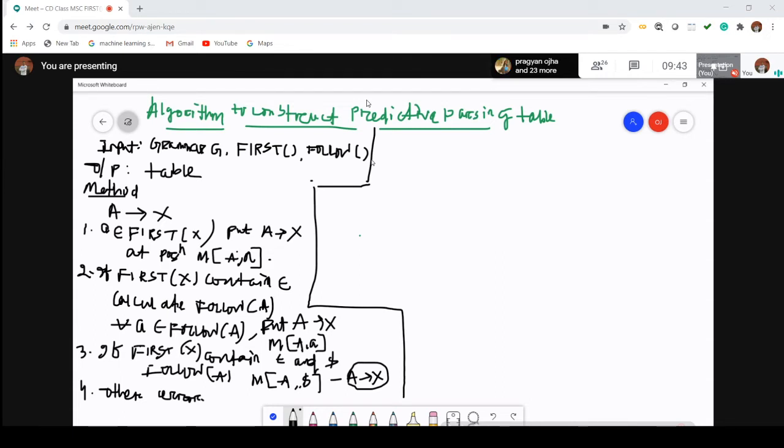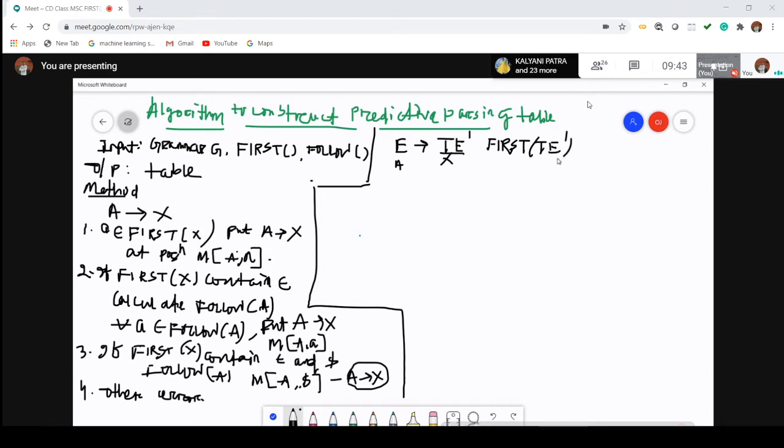Now how can you put these productions? Let us consider the first production. What is the first production? E to T E dash. Now this production is to be mapped in the form of A to X. This value equals A and this entire term equals X. So the first thing is that we have to calculate first of X, which means first of T E dash.